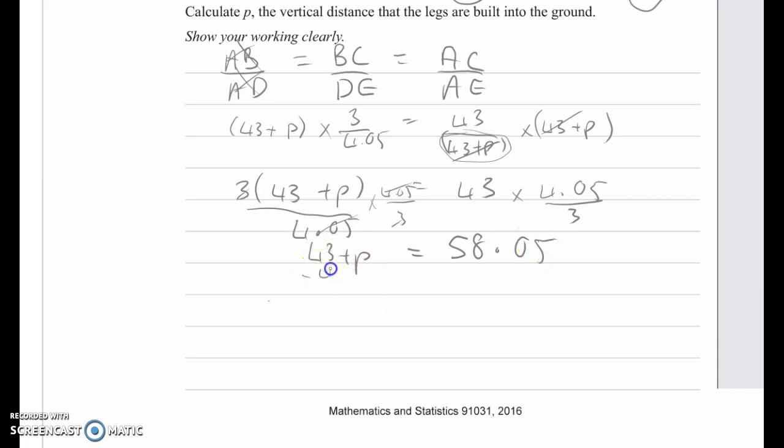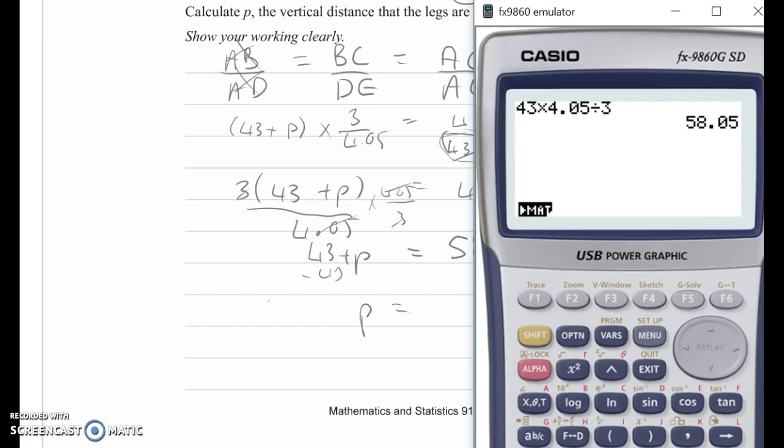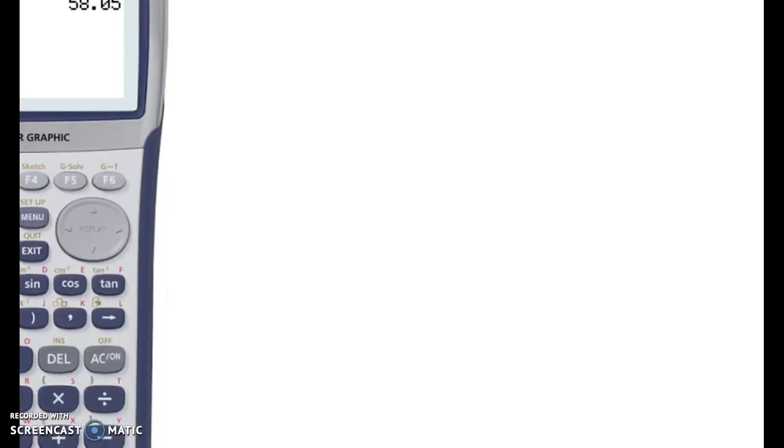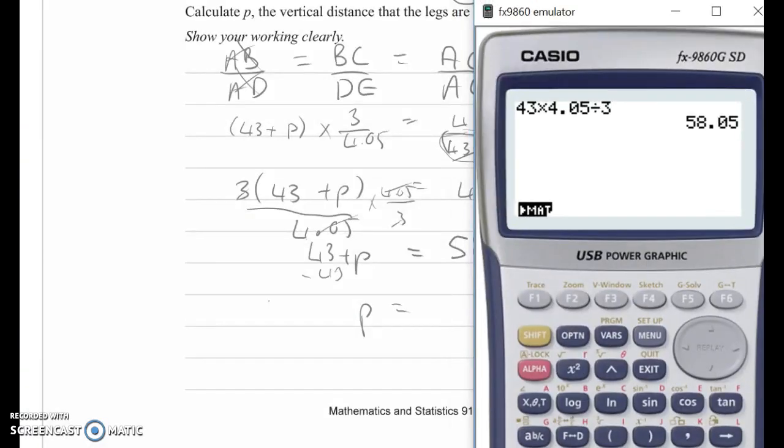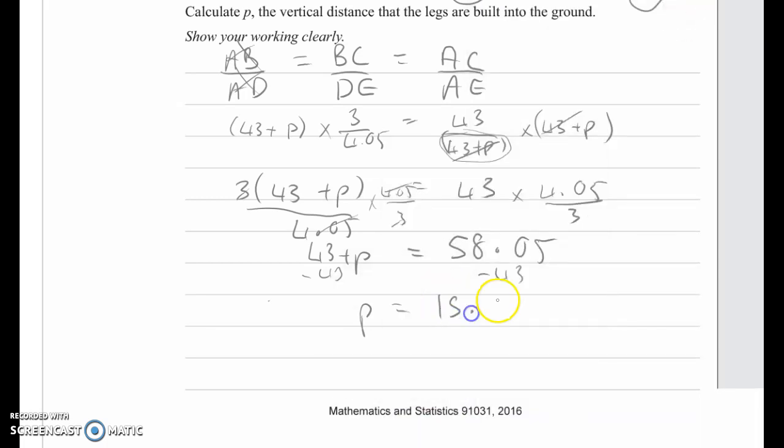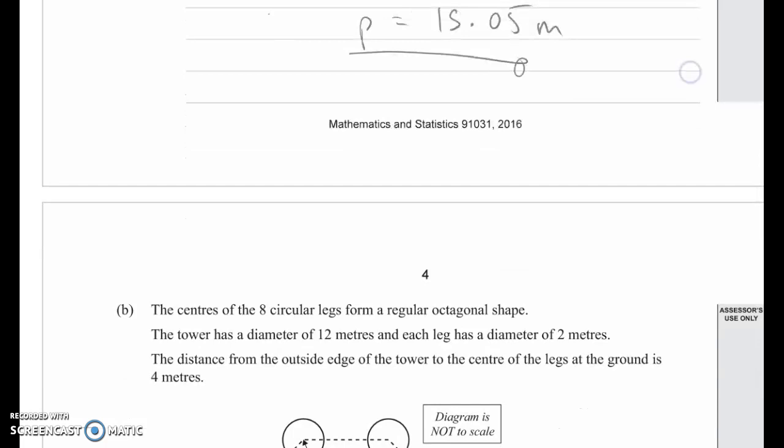And then I need to minus 43 from both sides. So P is equal to 58.05 minus 43. My calculator is not playing ball at the moment. 15.05. Okay, and it's in meters, so I just put my meters in there as well. And there is your excellence part of the question.